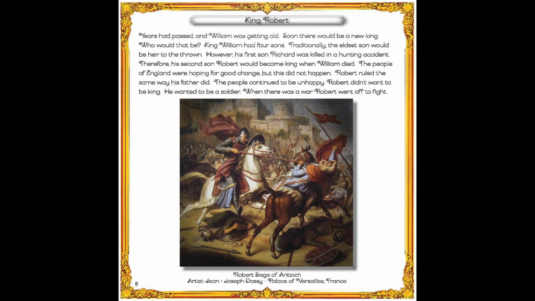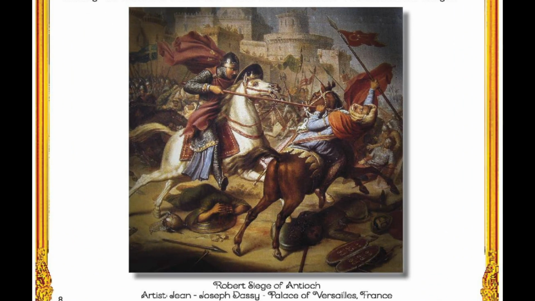Robert didn't want to be king. He wanted to be a soldier. When there was war, Robert went off to fight. And in this painting, Robert we see at the Siege of Antioch. Notice the details on the castle and the beautiful painted folds on the capes as they're flying through the air.